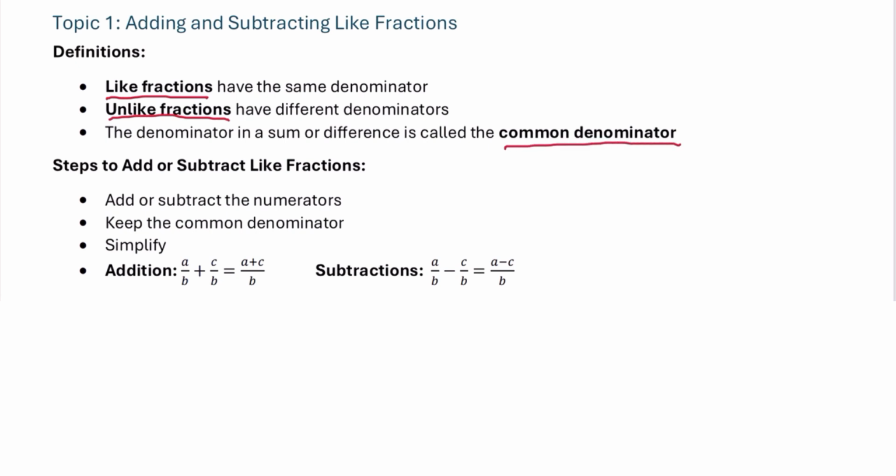The steps to add like fractions are we simply add or subtract the numerator and keep the common denominator. And then we simplify if possible. For example, in addition, notice that the denominators here are the same, so these are like fractions. We simply add the numerator, a plus c, and we keep the same denominator. And with subtraction, a over b minus c over b is equal to a minus c. Again, we subtract the numerator and keep the same denominator.